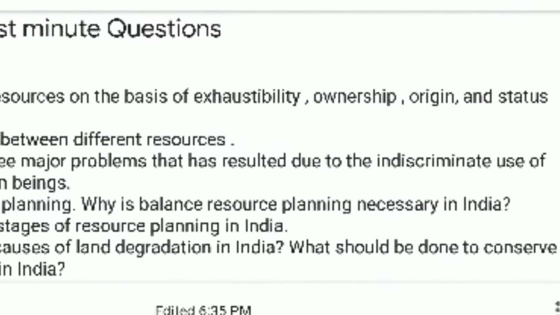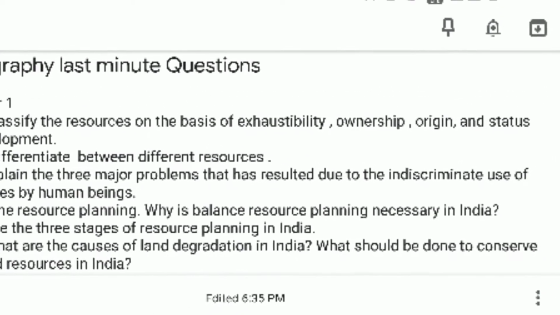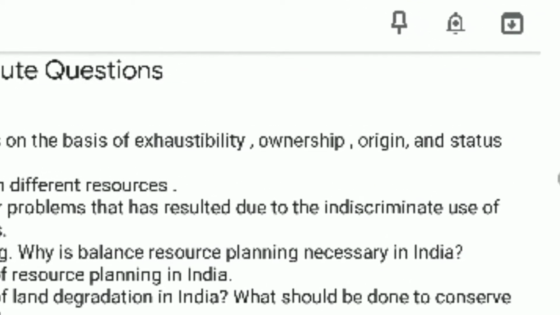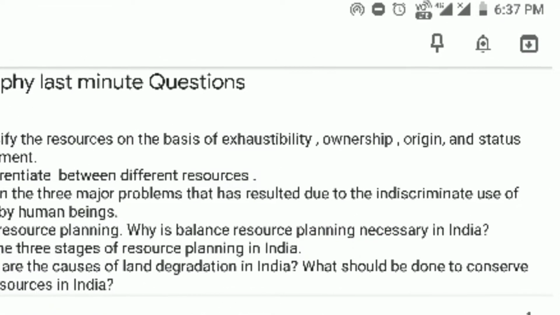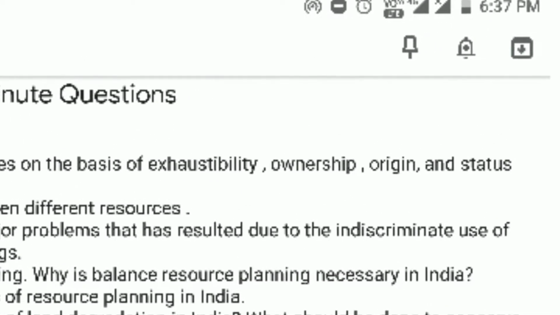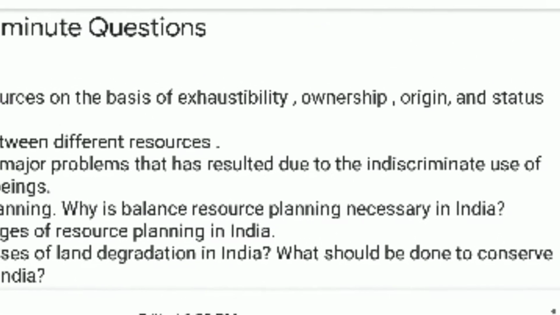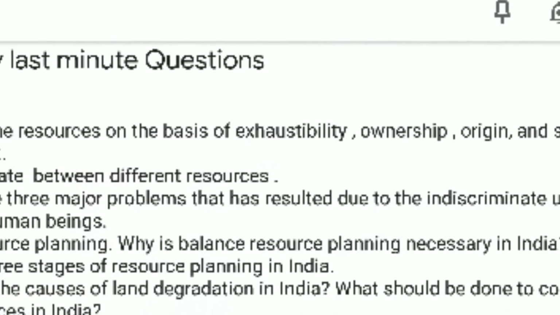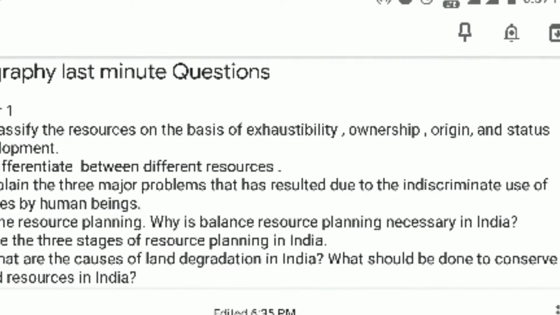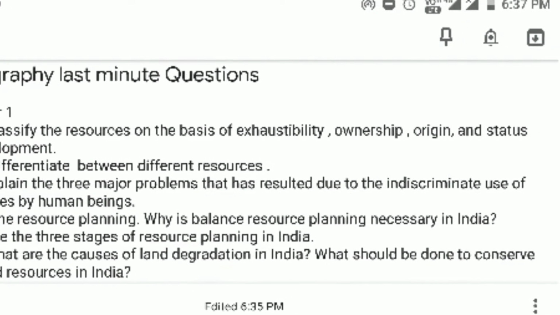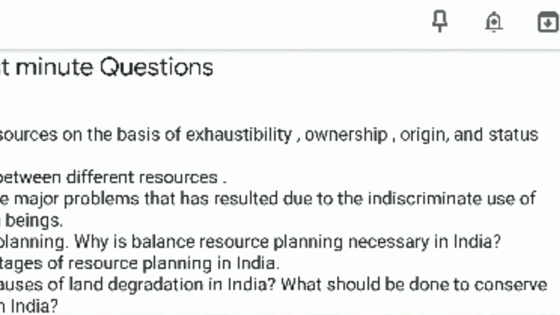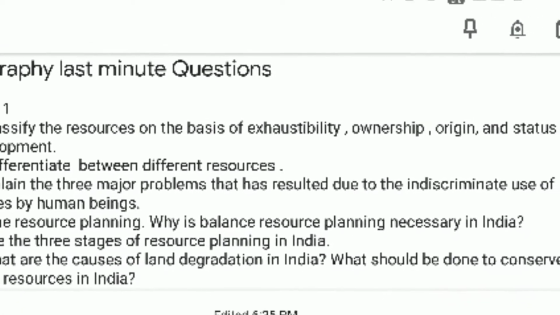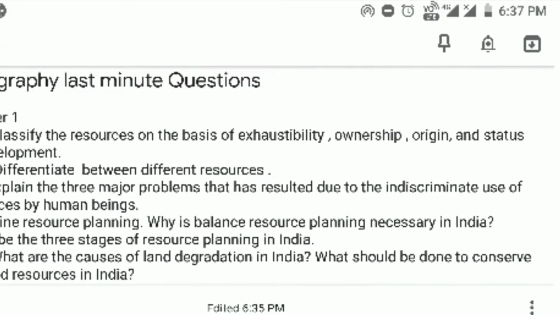In chapter 1, generally there are three parts. One is types of resources on different bases: classification on the basis of ownership, origin, status of development. You learn their names and features. They may be asked as differences, or their characteristics. So when you are reading the classification, say on the basis of origin, biotic or abiotic, you may think that questions may be asked for differences. So I have written question number 2: differentiate between resources on different bases.